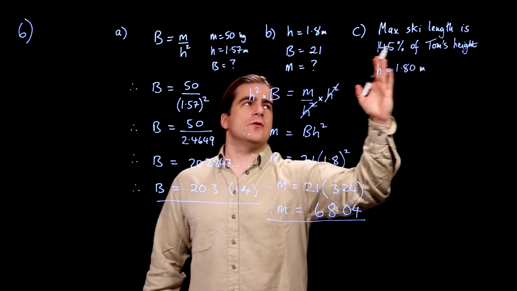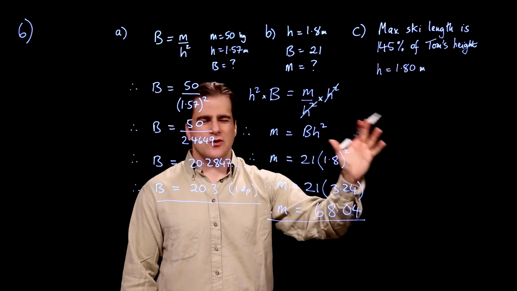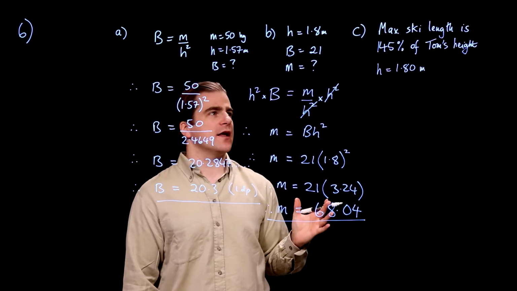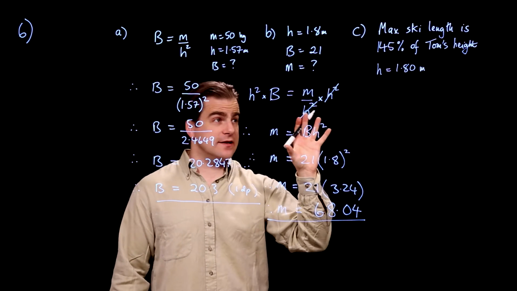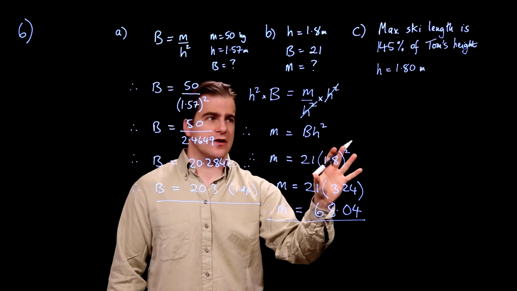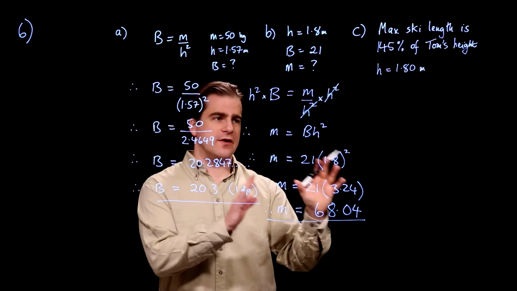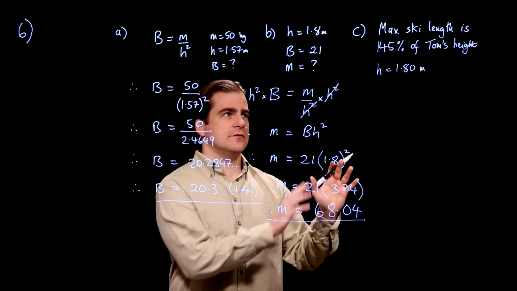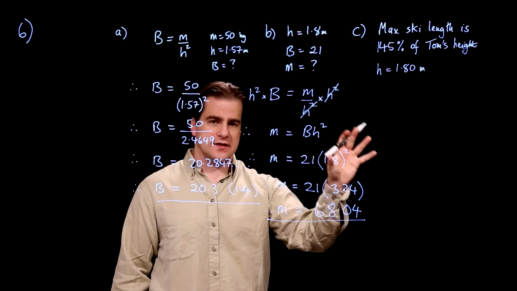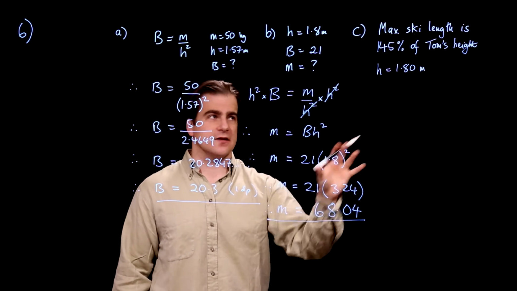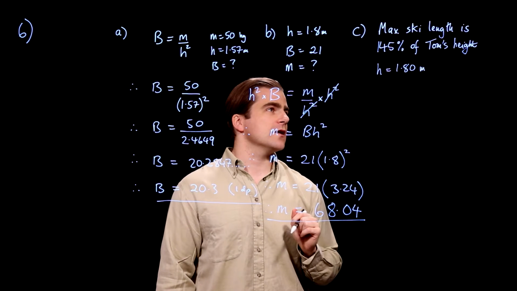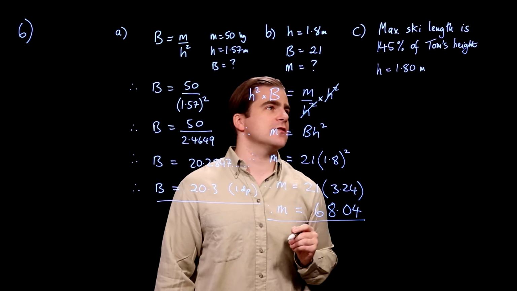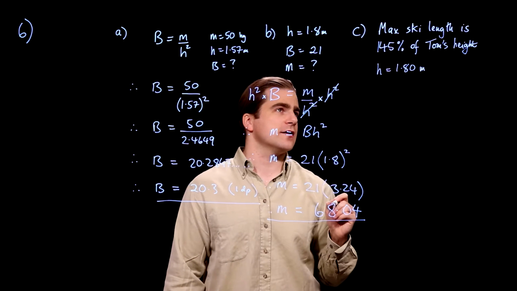Okay, we don't need to convert maximum ski length into anything. We could call it x, if you like, but we're not looking for an equation here. We just need an expression, so we don't need an equal sign. So we're just going to jump straight to the expression for what the answer is. So it's 145% of Tom's height.